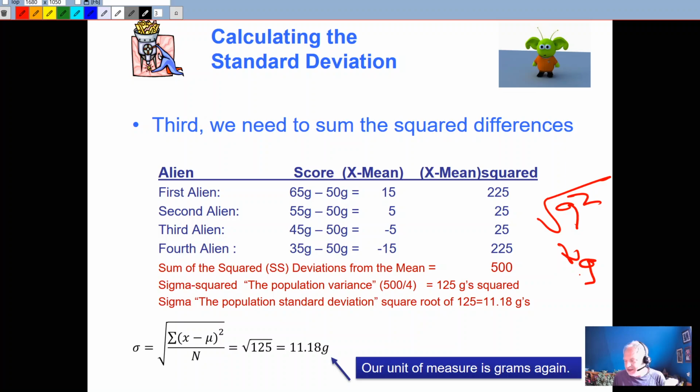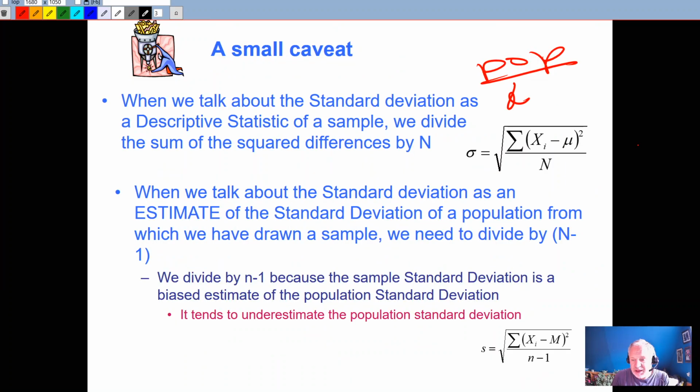Now, this was great when I had my population. So here's my population. When I'm dealing with a population, which is everybody, I'm dealing in Greek letters like sigma and mu, and the N for a population is the capital letter N. So the capital letter N refers to the total number of people in the population.